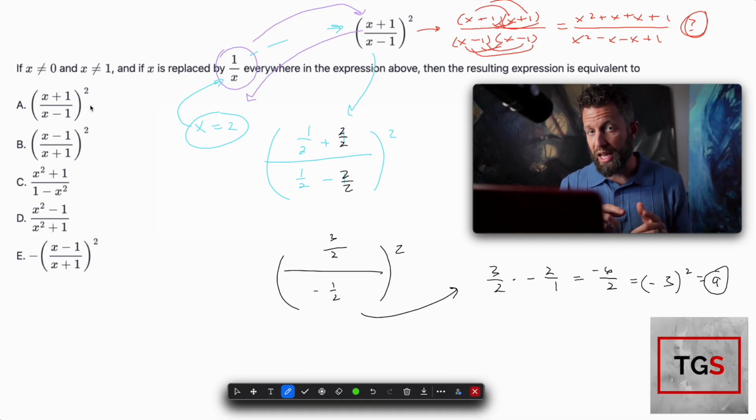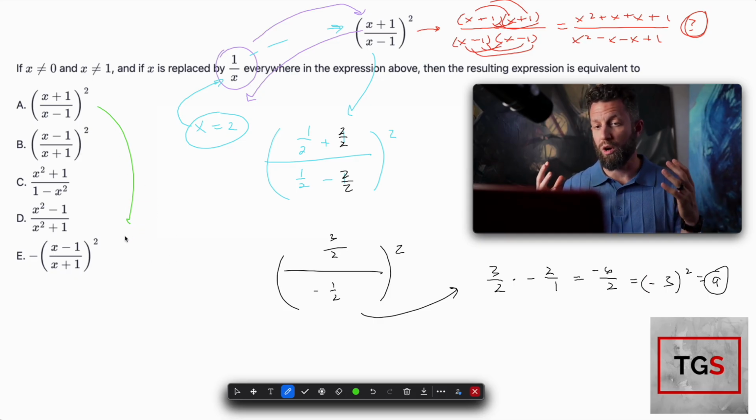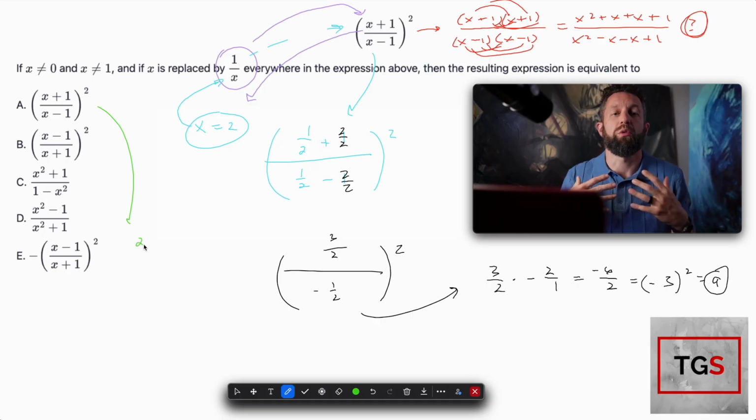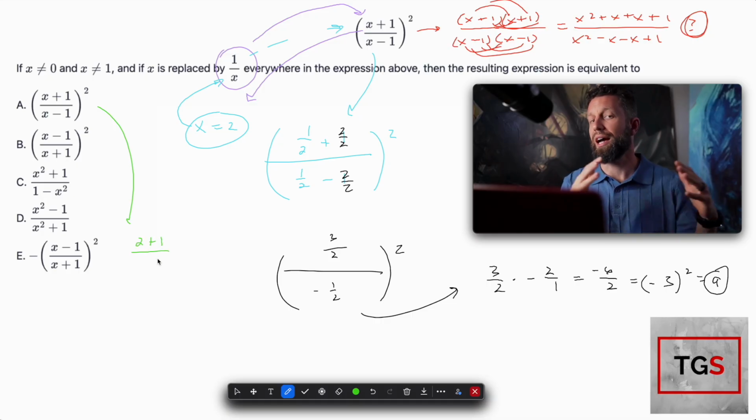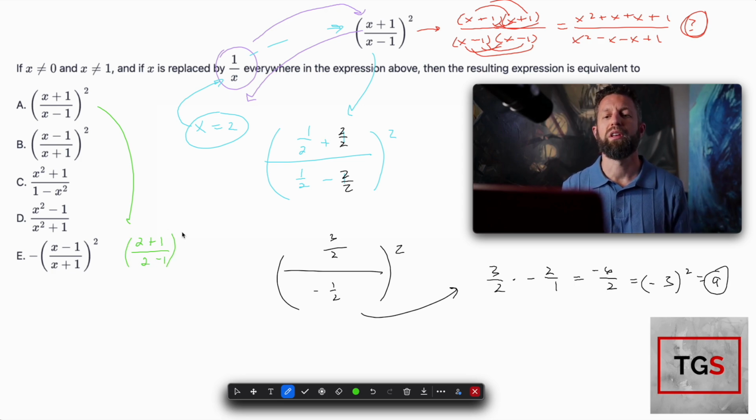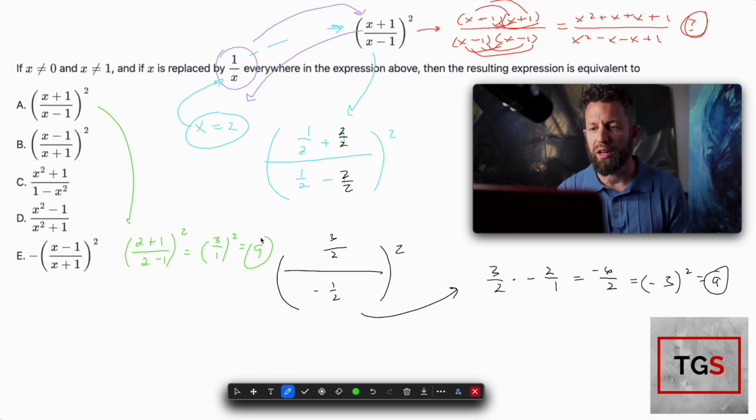Now, keep in mind here in the answers, I'm actually plugging in x. I'm not plugging in 1 over x. The question's asking if I plug in 1 over x to the top thing, what's the equivalent expression on the bottom? Not putting in 1 over x, just putting in x. So I'm actually going to plug in 2 for A. So that's going to be 2 plus 1 on top, and it's going to be 2 minus 1 on the bottom. And that gets me 3 divided by 1 squared. Recall that option A is literally the same expression as what's given to us before. So we've got 2 plus 1 on top, 2 minus 1 on the bottom. 3 over 1 squared is 9. And that's great. That's a match, so I'm going to keep A.